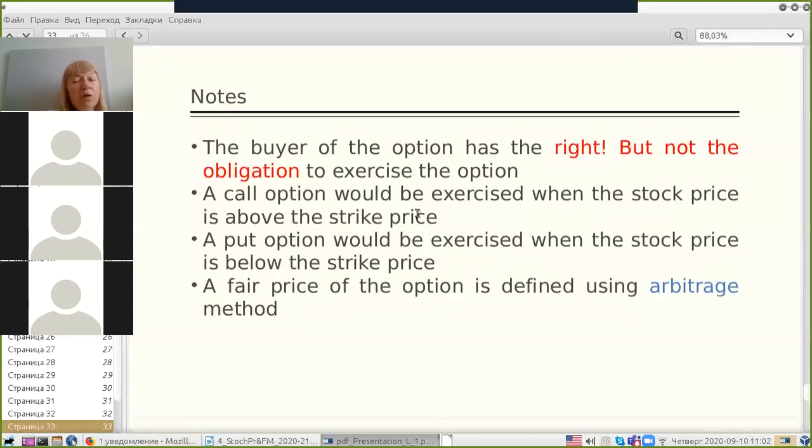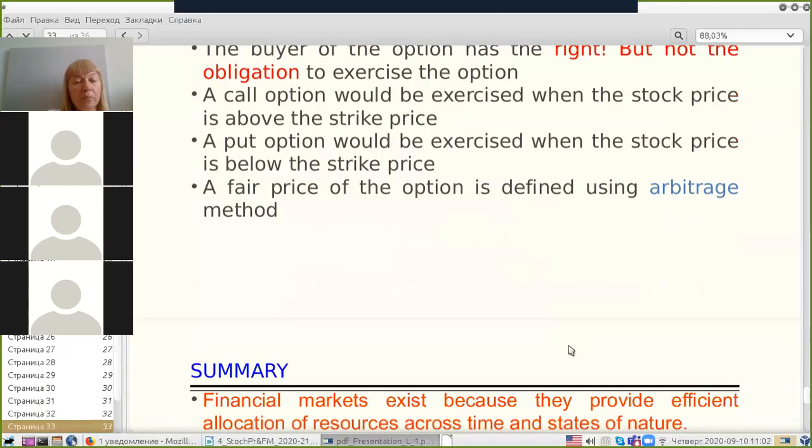So the buyer of the option has the right but not the obligation to exercise the option. A call option would be exercised when the stock price is above the strike price. A put option would be exercised when the stock price is below the strike price. And a fair price of the option is defined using the arbitrage method, because this word is important for you to remember.